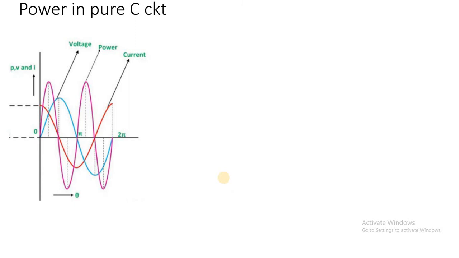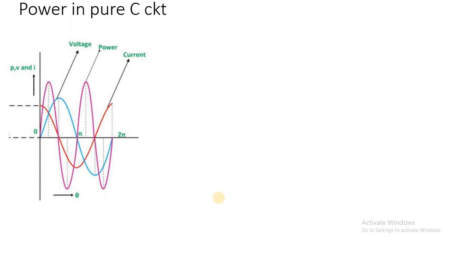The power in pure C circuit. As the current waveform has already started its positive half cycle 90 degrees before, with respect to omega t equal to 0, at omega t equal to 0 the current is having a positive peak value. And the voltage waveform is going to start its positive half cycle at omega t equal to 0.